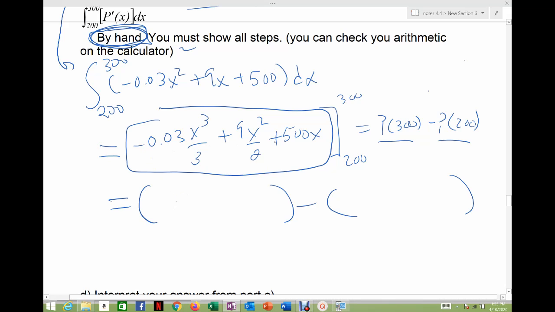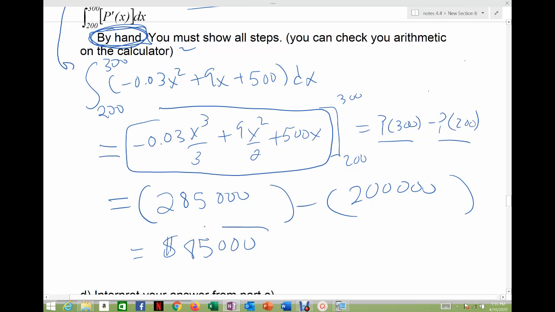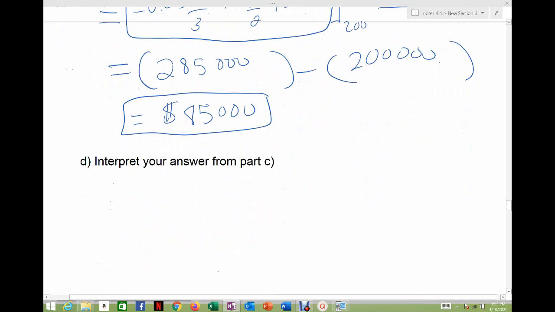All right, we want to see what the values are. So when I plug in 300 into this equation, it comes out 285,000. It's a weird 8. And then when I plug in 200, it comes out 200,000. All right, those are the values when I plug them in here. And then when I subtract, I do get that 85,000. All right, so it does check. But like I said, this particular question, the bulk or all of the points were showing the fundamental theorem of calculus.